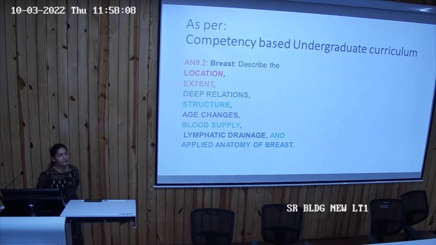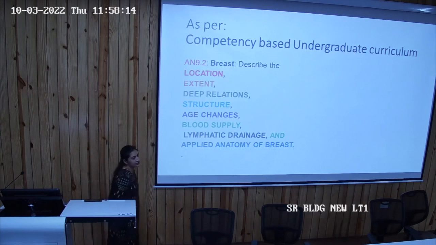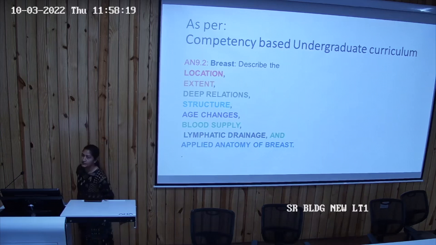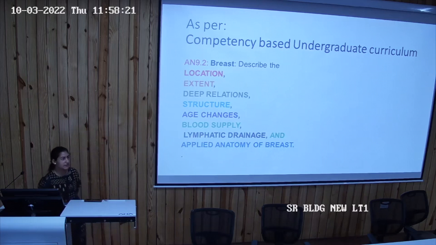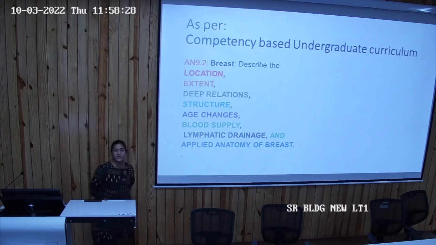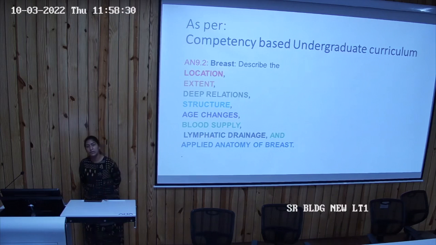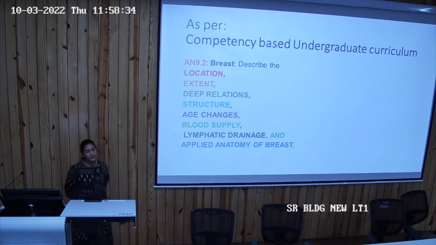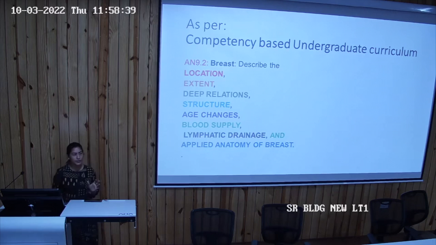The next topic after the pectoral region is the mammary gland or the breast. So under your competency table, these are the contents you will be studying. For the mammary gland, what you should know is the location, where it is located. Location means where it is located in the body, whether in the thorax region, upper limb region, or abdomen region.